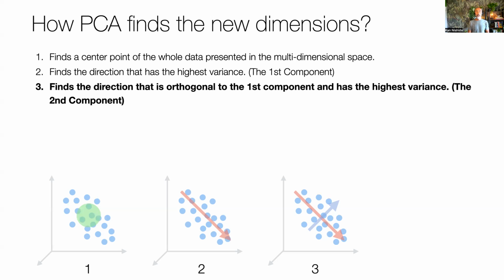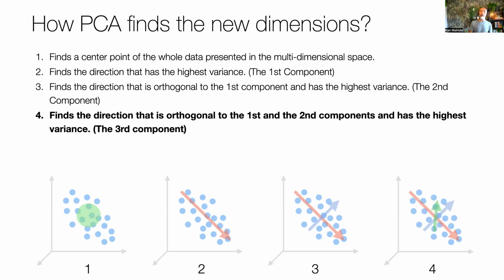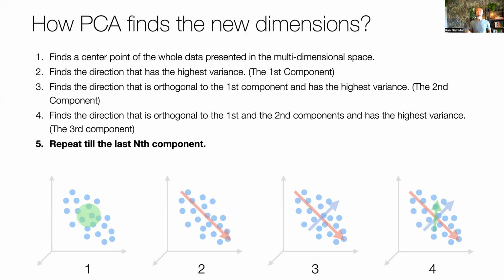And then the next one is like, okay, find the direction that is again orthogonal to the first and the second component, yet has the highest variance. And that becomes the third component, in this case the green arrow. And then we repeat this process again and again until the last nth component.